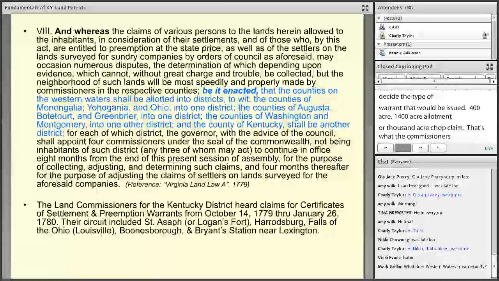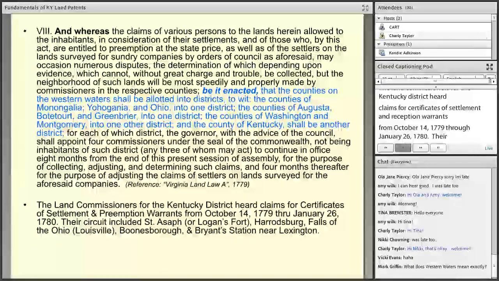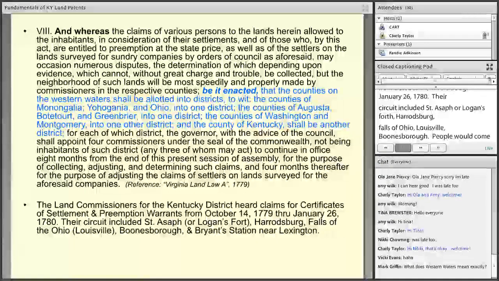The land commissioners for the Kentucky District heard claims for certificates of settlement and preemption warrants from October 14, 1779 through January 26, 1780. Their circuit included St. Asaph or Logan's Fort, Harrodsburg, Falls of the Ohio, and we all know that to be Louisville, Boonesboro in Bryant Station near Lexington. People would come to them and bring their witnesses to establish their claims to land.